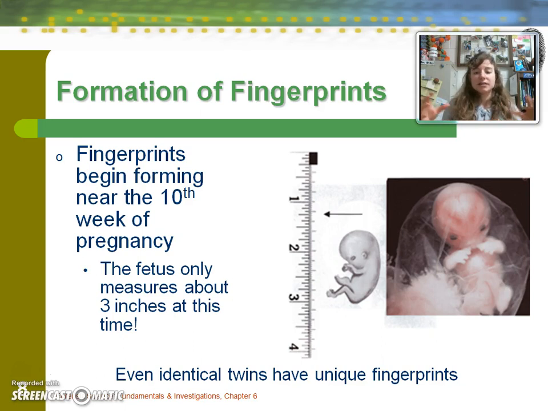So let's say that identical twins are in the same amniotic sac. One of them has their fingers on the other one's head, and the other one has their finger kind of pushing against the side of the amniotic sac, and that movement and that pressure helps to decide the form of those ridges that will grow.